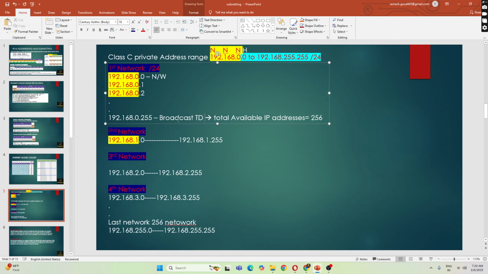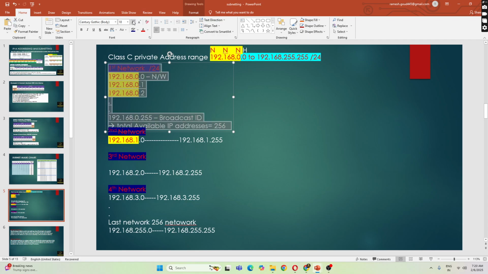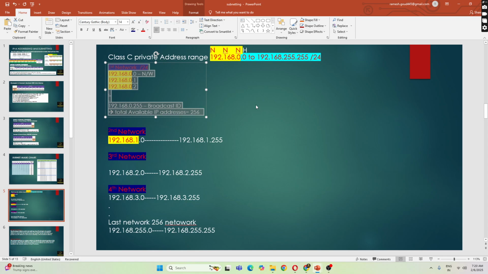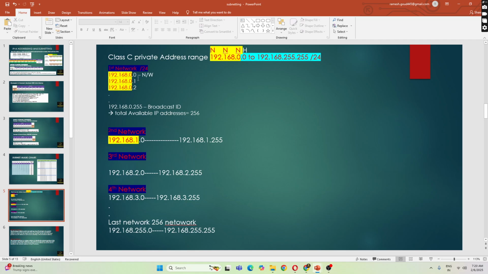What is network ID? What is broadcast ID? Let's explain this. First of all, the network ID identifies the network portion. Here this is a network ID, right? Now, can you tell me, this is one network and this is another network.